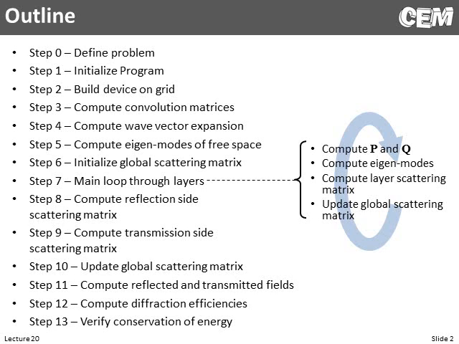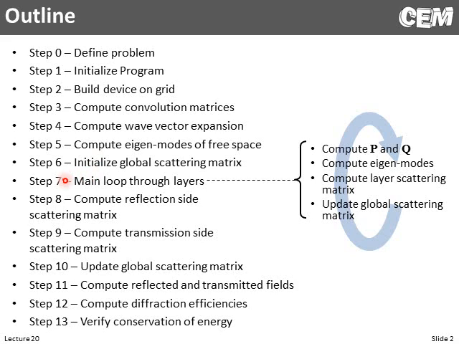So we calculate all that, all the wave vector components, x, y, and z's. Then, because of the way we're doing our scattering matrices, we'll calculate the eigenmodes of free space. And those are used for our formulation of scattering matrices, really nothing else. We will initialize the global scattering matrix. And remember, this is the nothing matrix, if you will. So it's 100% transmission, 0% reflection.